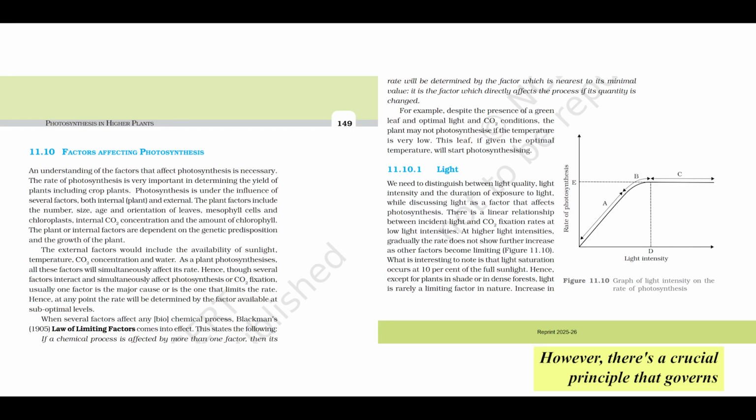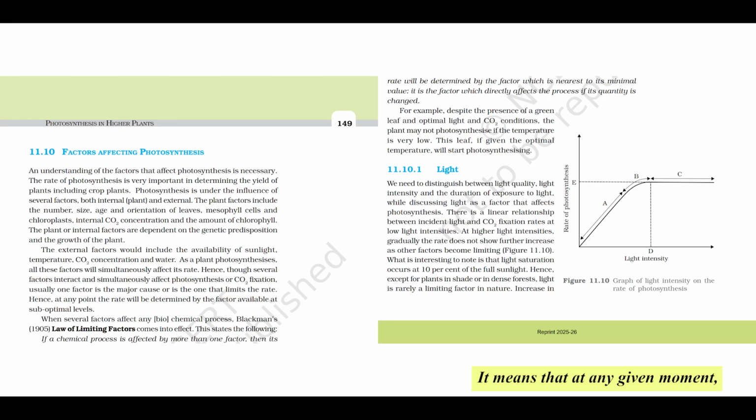However, there's a crucial principle that governs how they interact to determine the overall rate. This is Blackman's law of limiting factors, proposed way back in 1905. The law states, essentially, "If a chemical process is affected by more than one factor, then its rate will be determined by the factor which is nearest to its minimal value. It is the factor which directly affects the process if its quantity is changed." End quote. What does that mean in simpler terms?